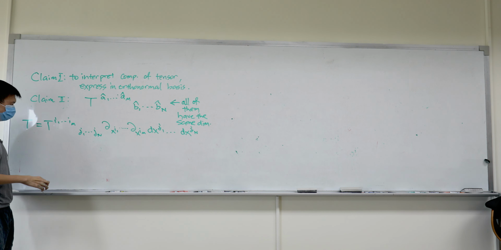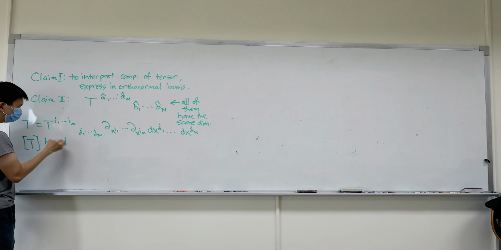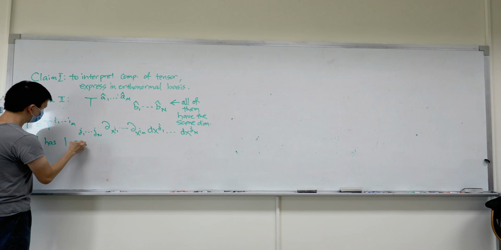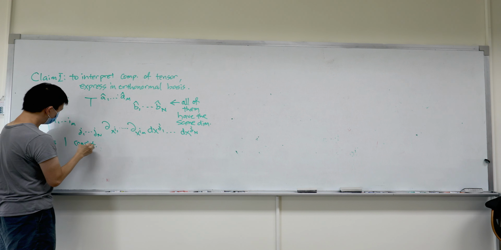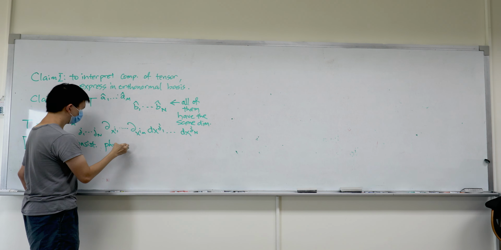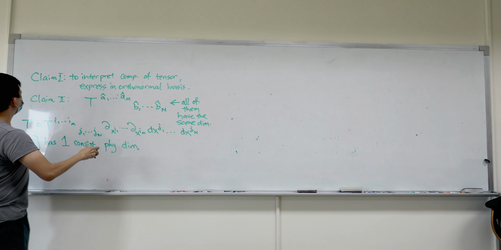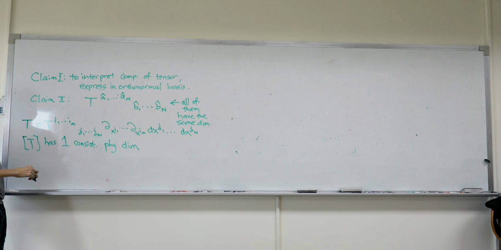But if it means something, that means that this guy, term by term, has one consistent unit, consistent physical dimension. Okay? And what I'm going to tell you about claim 1, I'm going to fill in some more technical details, is going to allow you to prove claim 2, which is, I believe, a homework problem.